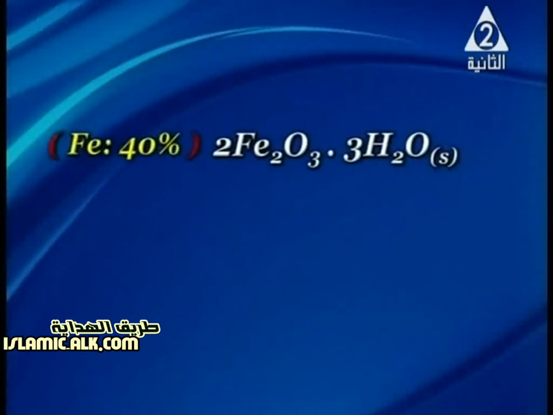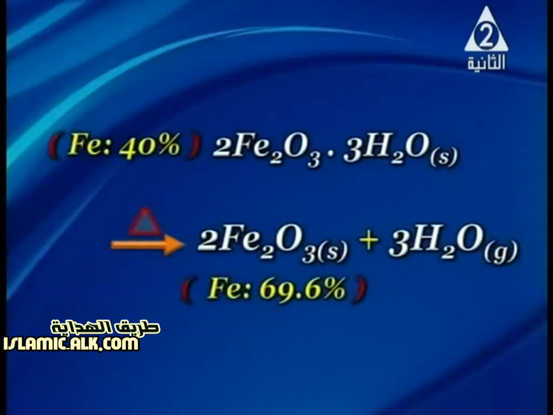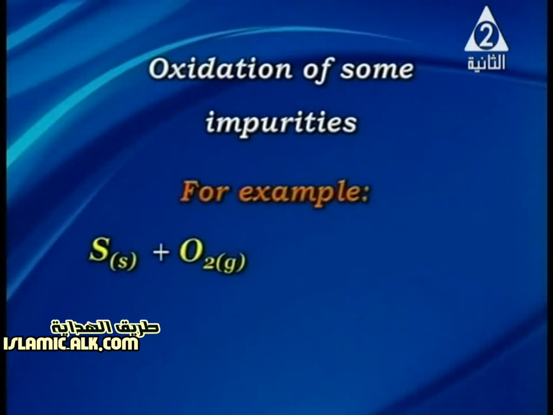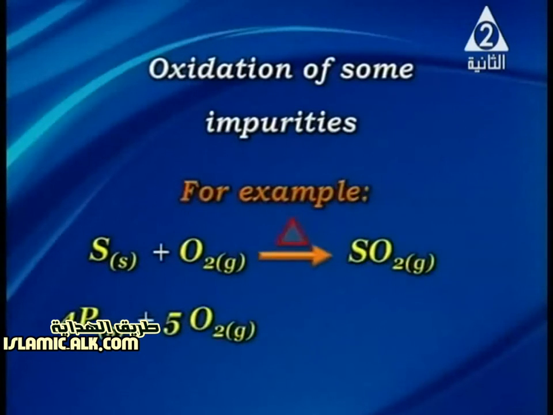And also, if we use limonite ore, by heating it will be changed into hematite, which is iron 3 oxide. Also, we have increased the percentage of iron in the ore. My dear students, by doing the roasting process, we make oxidation of some impurities. Here, for example, sulfur is oxidized into sulfur dioxide, and phosphorus is oxidized into phosphorus pentaoxide.